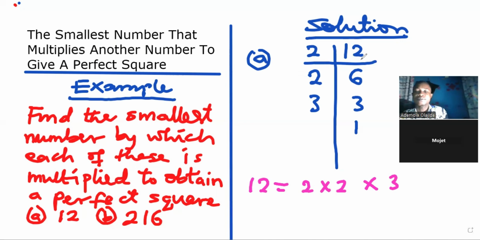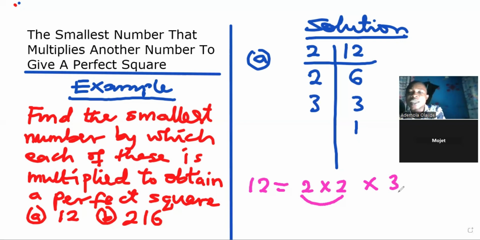But if you look at this now, this one is already perfect. 2 times 2 is 2 squared, is 4. It's a perfect square. Yes. So that means it is this 3 that you need another 3 for to get a perfect pair, because you need another 3 to multiply this 3 so that we can get 9, which is a perfect number. But this one does not have another one.